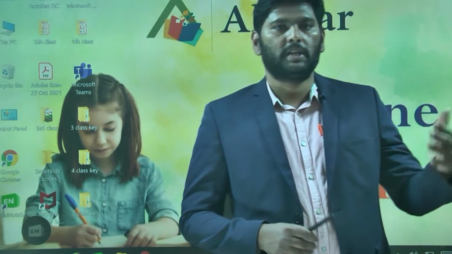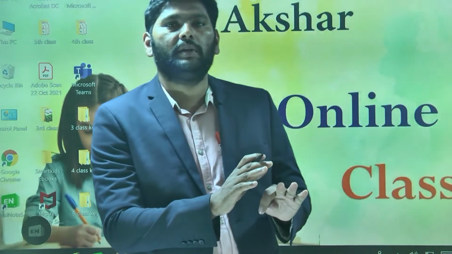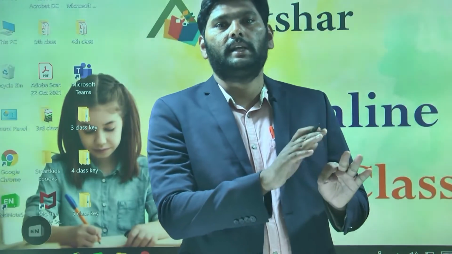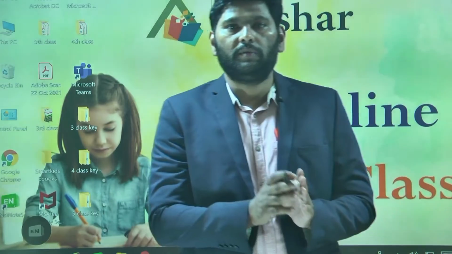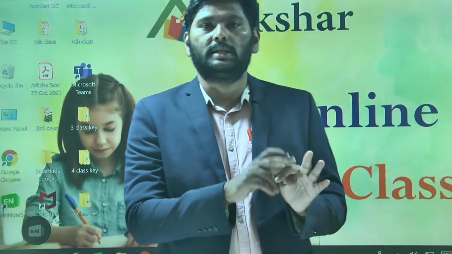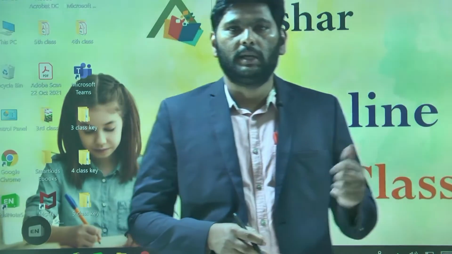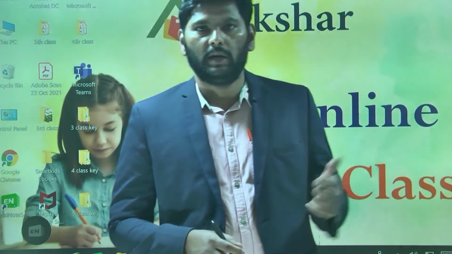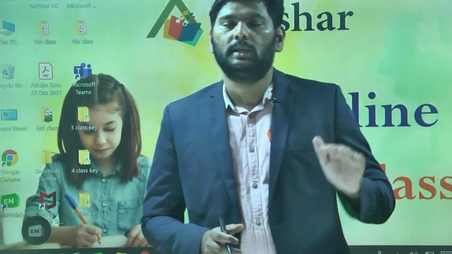Let's start our session. In the last class we completed measurements. In that we discussed what is meant by quantity and physical quantities, and also fundamental quantities, derived quantities, supplementary quantities, and the systems of units: CGS, SI, FPS and MKS. We also learned how to measure distance, that is length, how to measure mass, and how to measure time.